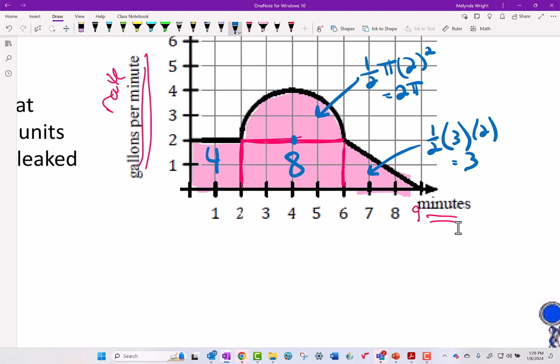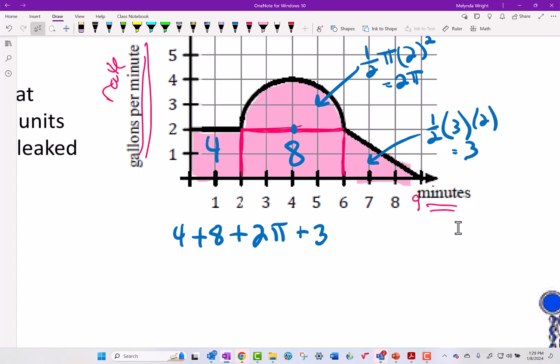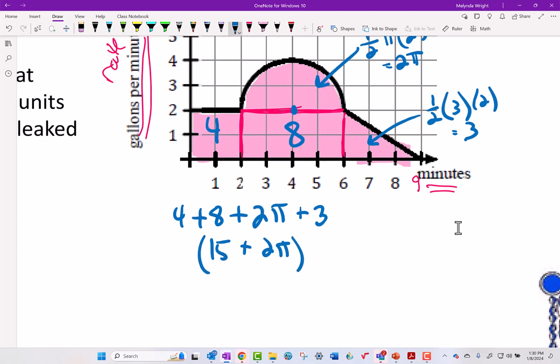Okay, so we're going to add up those numbers. That's going to represent the amount of water that leaked out. So I've got 4 plus 8 plus 2 pi plus 3. Let's see, 8, 12, 15. So that gives me 15 plus 2 pi. They didn't ask for a decimal approximation, so I'm not going to do it. I'm just going to leave it like that. It's 15 plus 2 pi gallons.